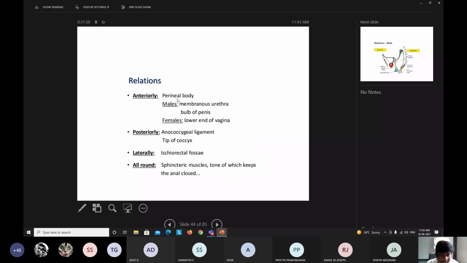Relations: anteriorly, the perineal body. In males, the membranous urethra and bulb of the penis. In females, the lower end of the vagina. Posteriorly, the anococcygeal ligament and tip of the coccyx. Laterally it is related to the ischiorectal fossa. All around, the sphincteric muscles tone up, which keeps the anal canal closed.